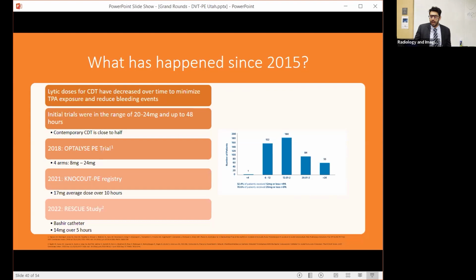So most patients get probably 15 to 17 milligrams with similar outcomes in terms of reduction of pulmonary artery pressures, and in theory lower rates of bleeding as well. So now in contemporary CDT trials, you'll see that the bleeding rates are almost zero, if not zero. And there's another study with a newer device called the Bashir catheter, where they did 14 milligrams over 5 hours and had similarly high rates of PA pressure reduction.